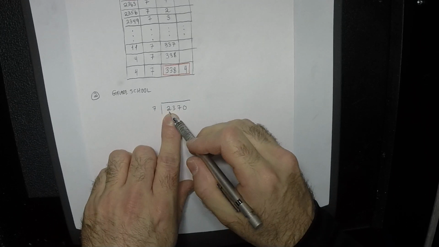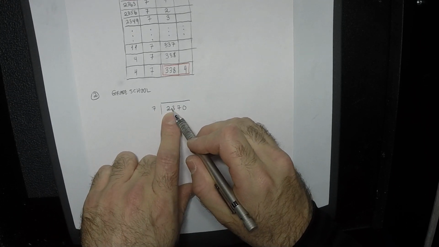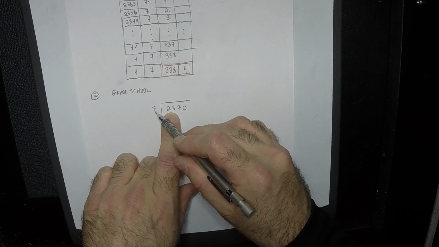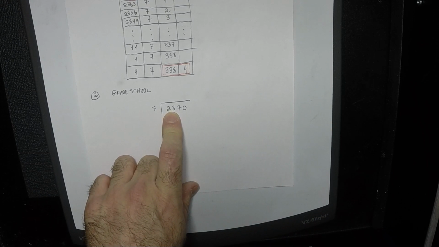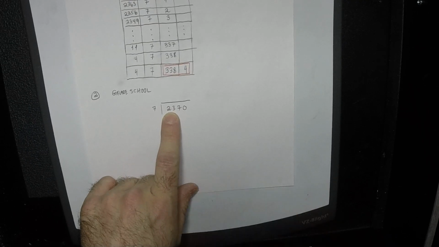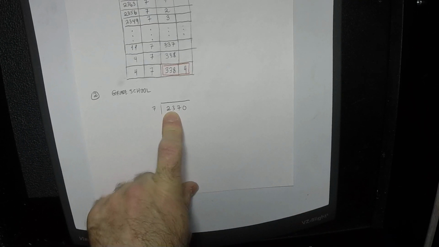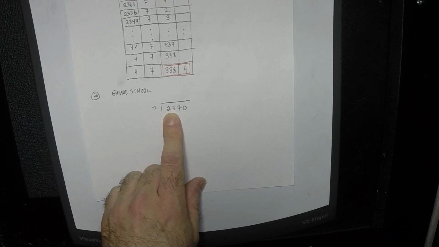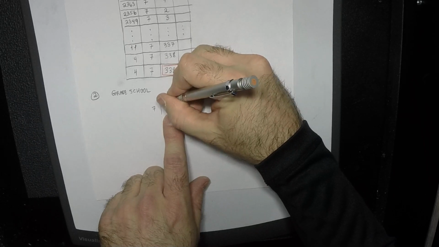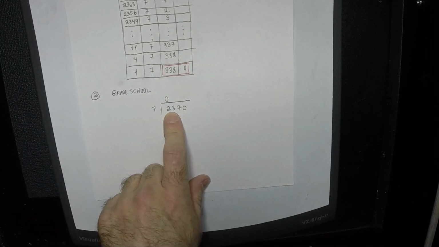So you look at the leftmost digit, which is a 2, and you ask, how many times can 7 go into 2? 0 times. So usually what the teacher says at that point is, okay, let's take another digit. But to be perfectly clear, I'm going to write a 0. I'm going to write a 0 above the 2.